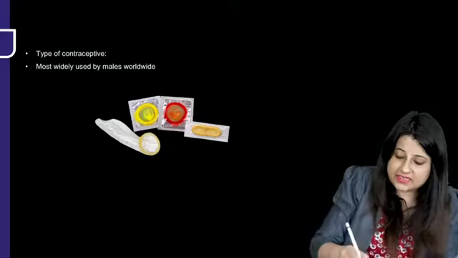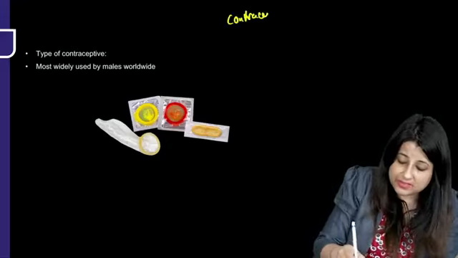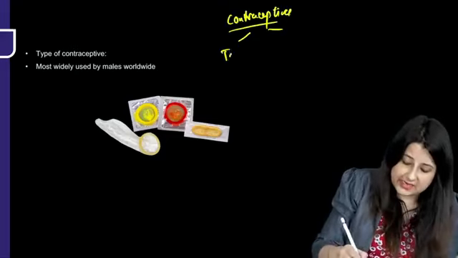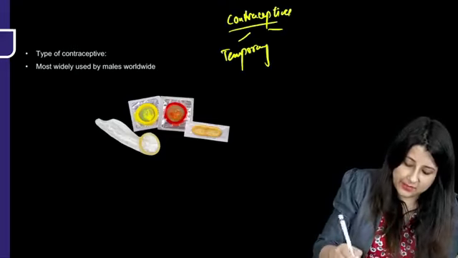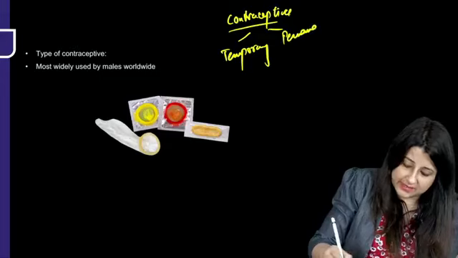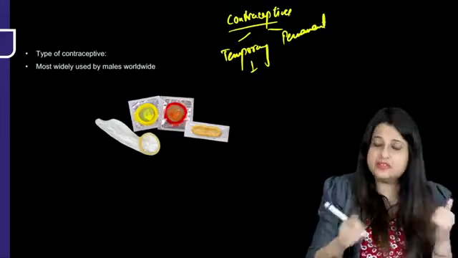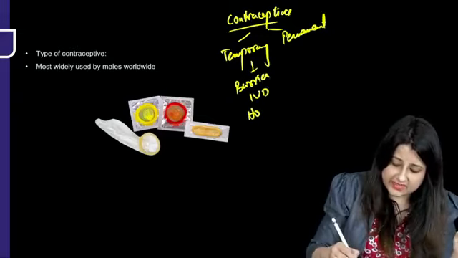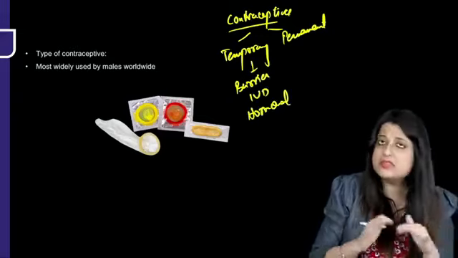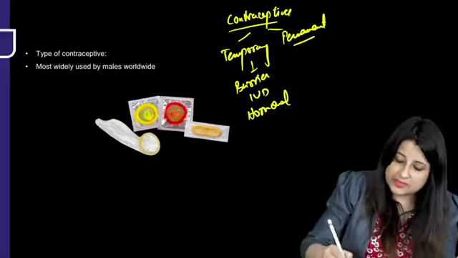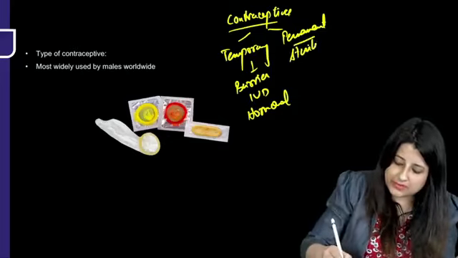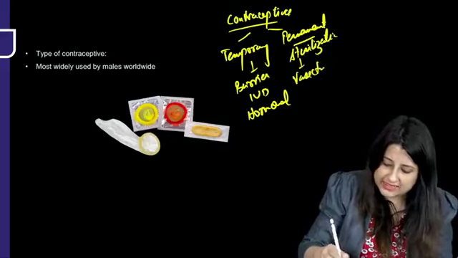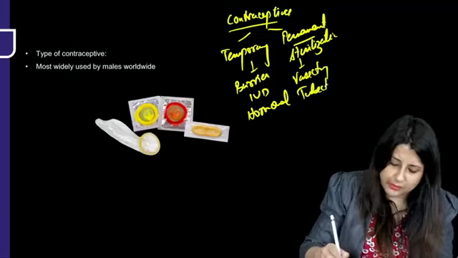Alright, now when we discuss the different types of contraceptives, you must know that contraceptives could be of two types: temporary methods and permanent methods. In temporary methods, you could have barrier methods, you could have intrauterine devices, you could have hormonal methods. Most important, in permanent methods we are basically talking about sterilization. In this we talk about vasectomy, guys, and we also talk about tubectomy.